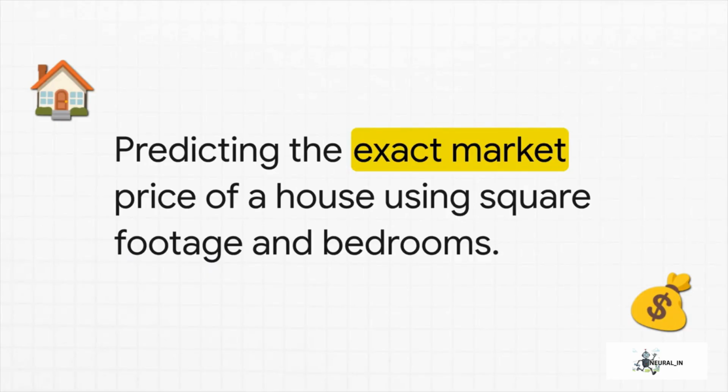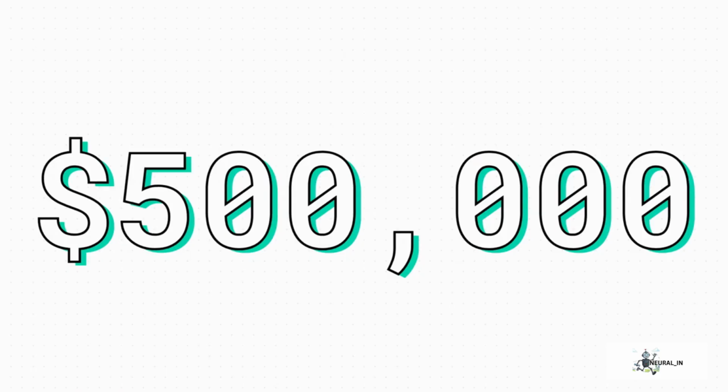Let's ground this with a real-world scenario. Imagine you're a real estate agent trying to navigate today's crazy housing market. You're feeding data points, like square footage, the number of bedrooms, neighborhood zip codes, into an AI model. Your ultimate goal here is to find an exact market price for a brand new listing. The AI crunches the numbers and spits out a fluid value, like $500,000. This is the perfect example of regression.